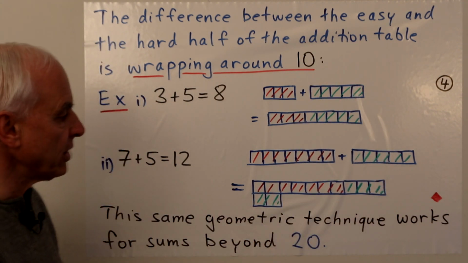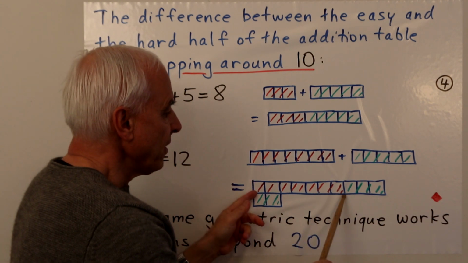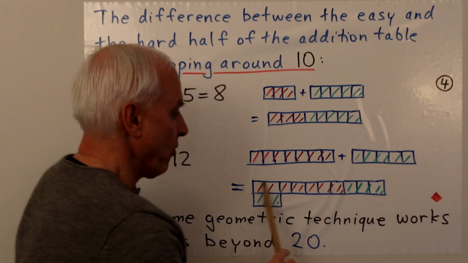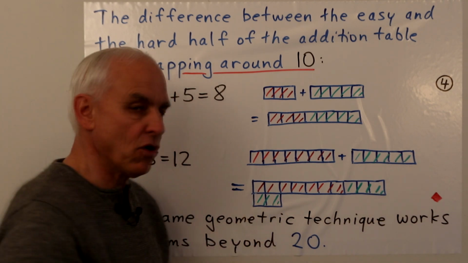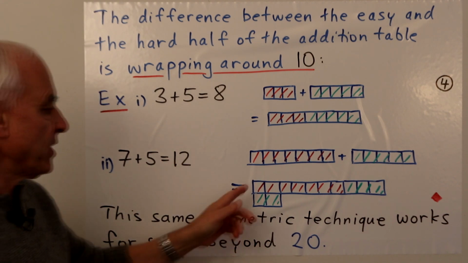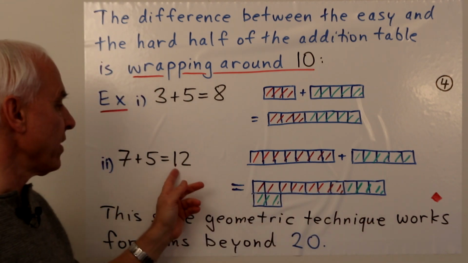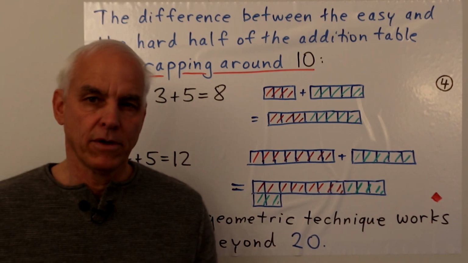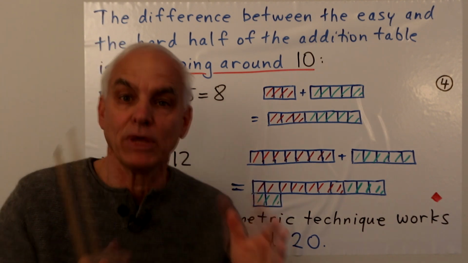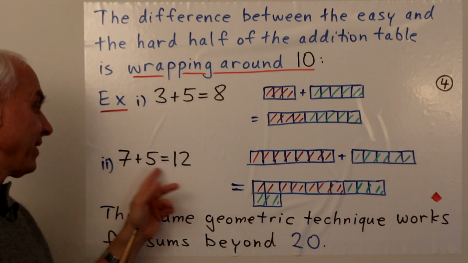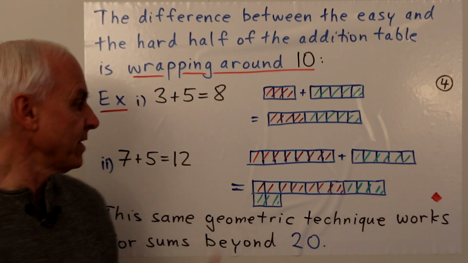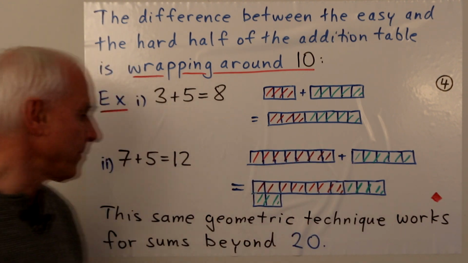So in our minds, what we can do is take the 7 and take 3 of these ones to form a 10, and then there will be 2 left over. We call this wrapping around 10. So then we get 10 plus 2, that's identifiable as 12. So this is a geometrical interpretation or visualization of what the actual entry in the addition table is telling us. Okay, 7 plus 5 equals 12.